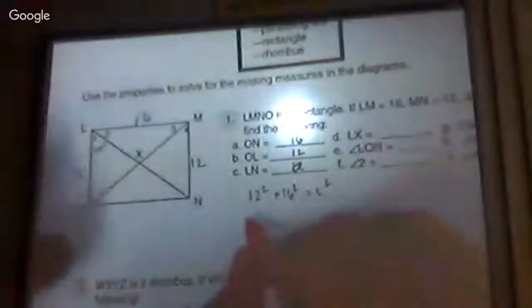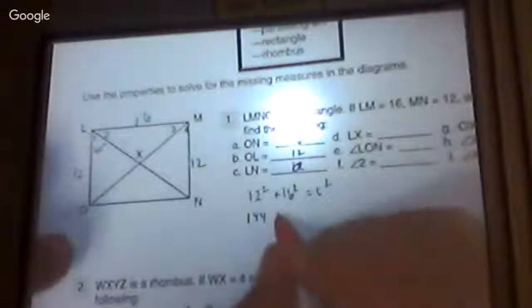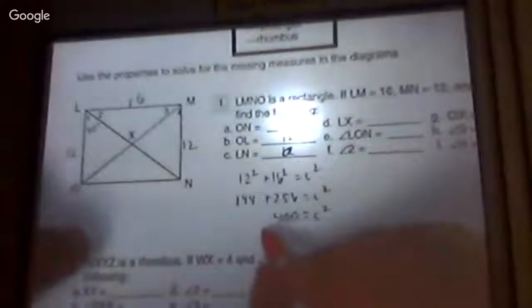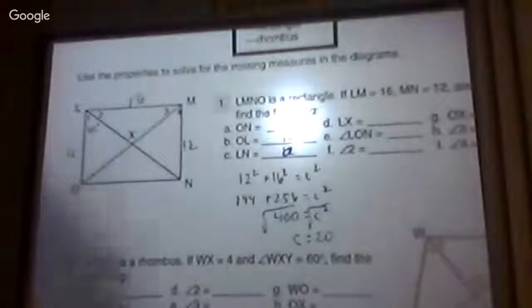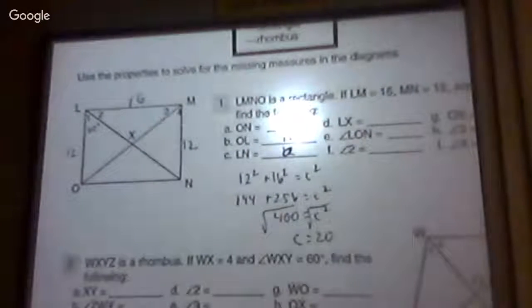Does anybody know what that's called? Starts with a P. Pythagorean theorem. So that's 144 plus 256 equals C squared. So that's 400. So C squared is 400. To get C by itself, you would square root both sides. And C equals 20. We're only using the positive portion of the square root, because it really is supposed to be plus or minus 20, but you cannot have a negative length.